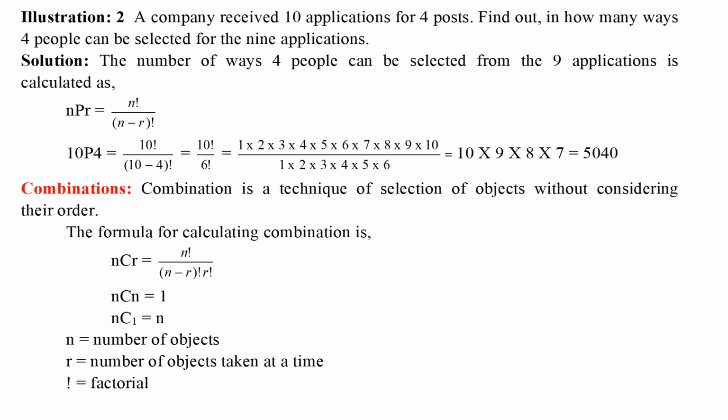Combinations. Combination is a technique of selection of objects without considering their order. The formula for calculating combination is nCr equals n factorial by n minus r factorial into r factorial. nCn equals 1. nC1 equals n. n equals number of objects. r equals number of objects taken at a time. Exclamation mark equals factorial.